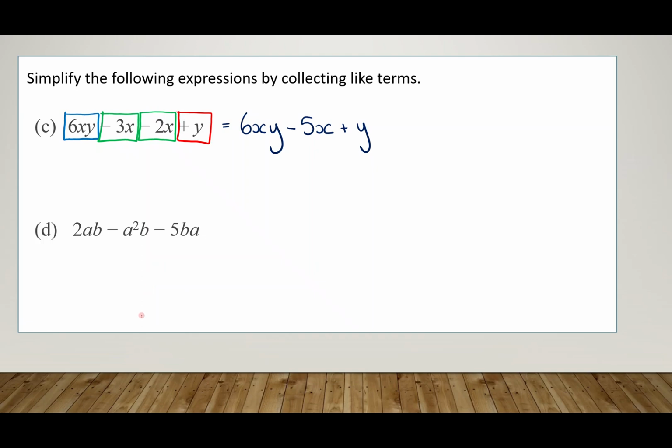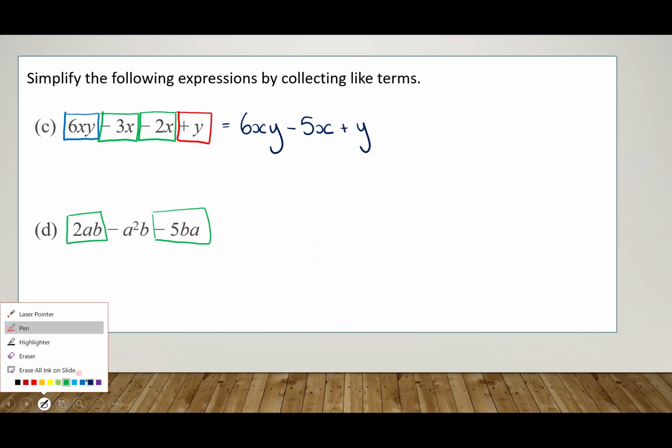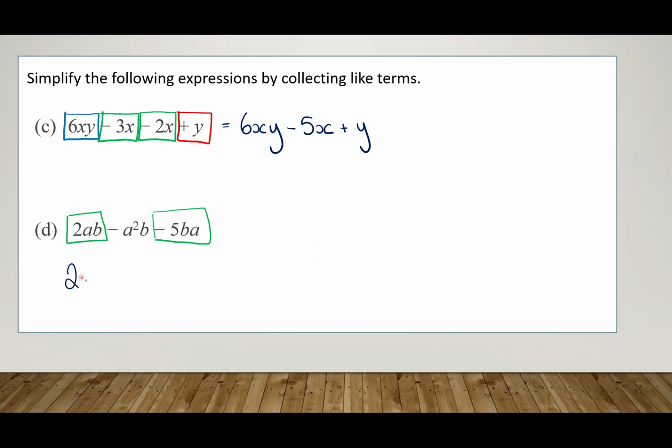Now part D, another one that's a little bit tricksy, and the reason it's a bit tricky is that it's got a's and b's in all 3 terms, but they all seem to be written slightly differently. Now the term 2ab contains the variable ab. And the term minus 5ba also contains the term ab, but it's actually been written in another way. So what you might like to do is rewrite the question with the a's and b's in the same order.